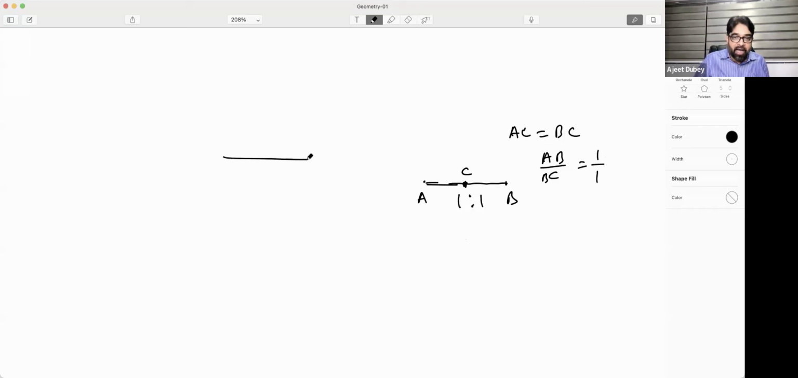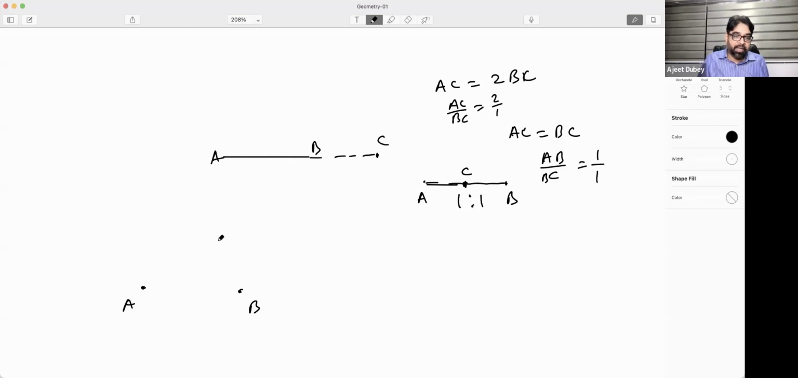If I say, answer everybody, A, B, and let's say C, and AC equals 2 times BC. Tell me, does C divide internally or externally? Externally, sir. It will divide in what ratio? 2:1, because AC by BC is equal to 2 by 1. 2 is to 1.